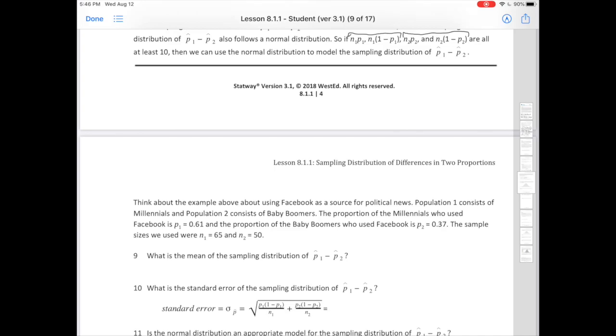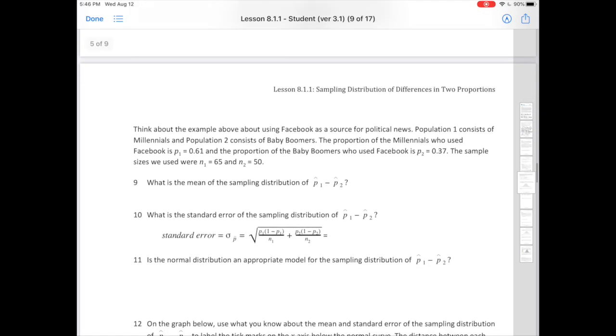Number 9, what is the mean of the sampling distribution of P1 hat minus P2 hat? So the mean is going to equal just P1 minus P2. And that's going to equal 0.61 minus 0.37, which if we do that in our calculator, is 0.24.